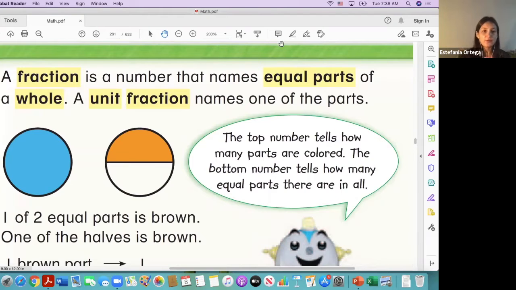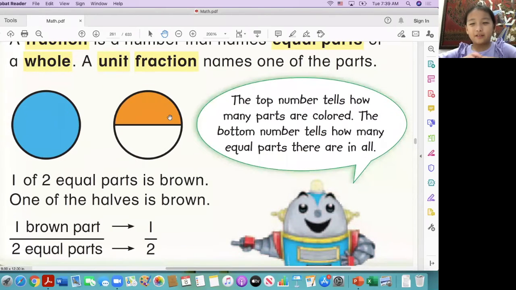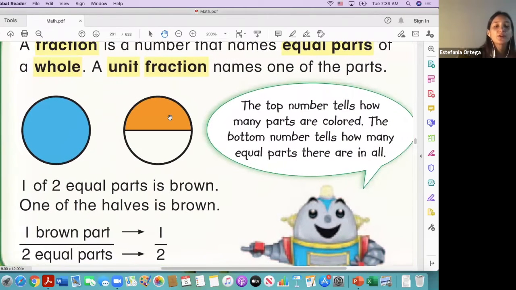Okay. So a fraction is a number that names equal parts of a whole. A unit fraction names one of the parts. The top number tells how many parts are colored. The bottom number tells how many equal parts there are. So, well, I don't understand it. Don't worry. I'm going to read it first and then I'll go back and explain it, okay?